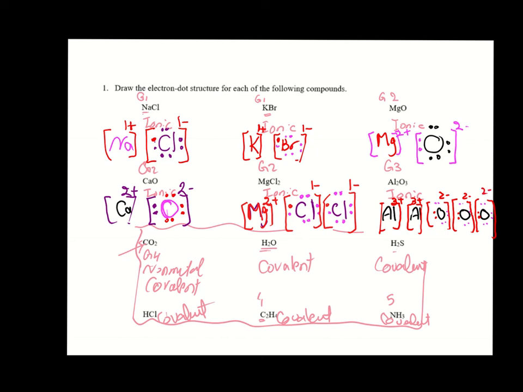Okay, now you understood how to draw Lewis dot structure for ionic compounds. In the next video, we'll explain covalent bonding.